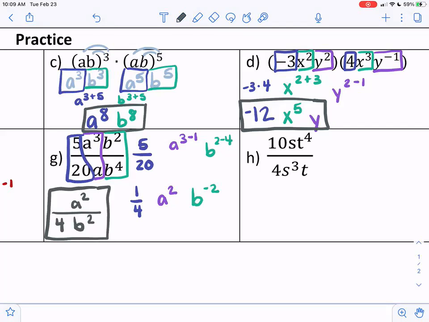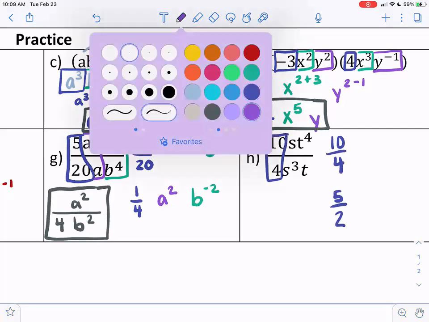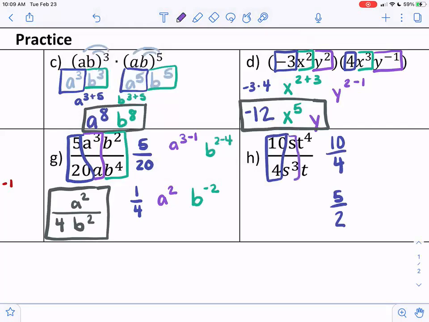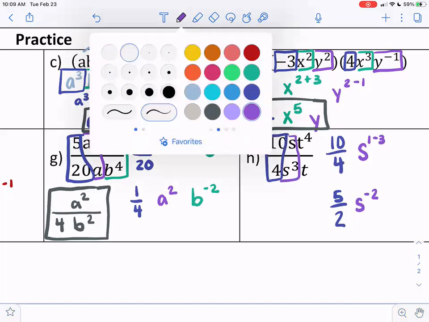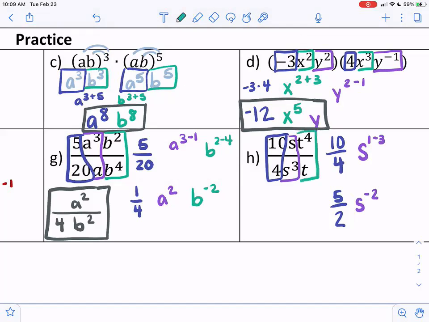Our last one, we're going to look at our coefficients first. 10 over 4. 10 over 4 is going to simplify to 5 over 2. Now let's talk about our s's. I've got an s and an s to the third. So I've got s to the first minus the third, which gives me s to the negative second. Remember what those negatives mean. And then we're going to do t to the fourth and t. So t to the fourth minus 1, because there's no exponent, we assume it's a 1. And I get t to the third.